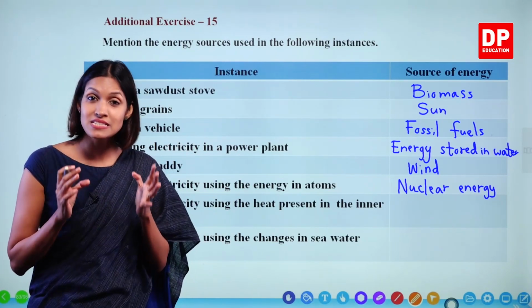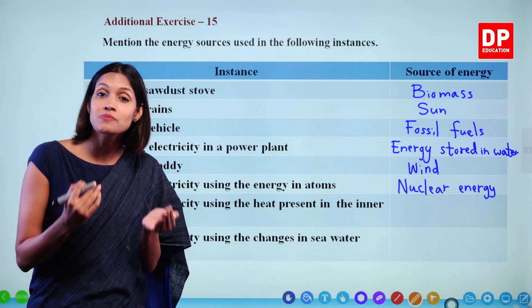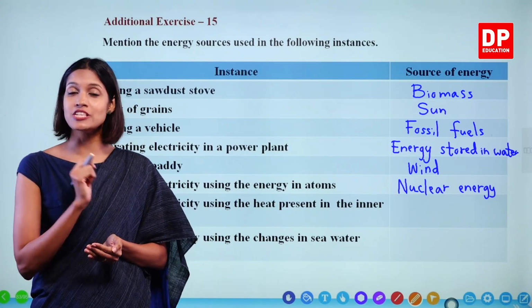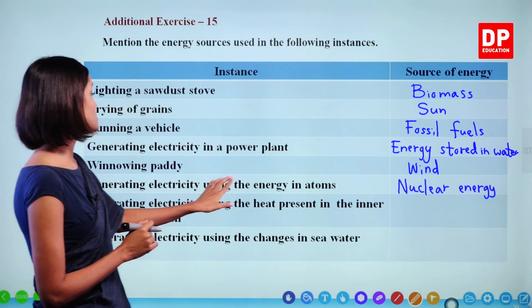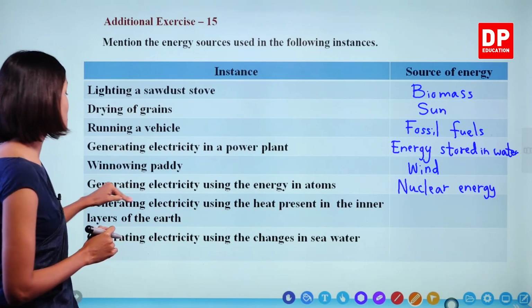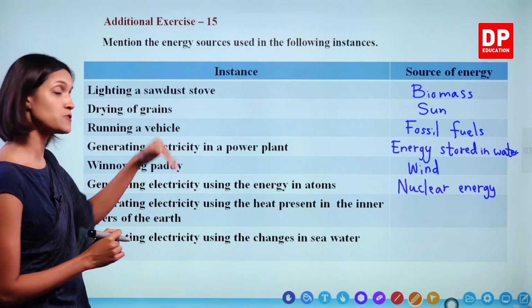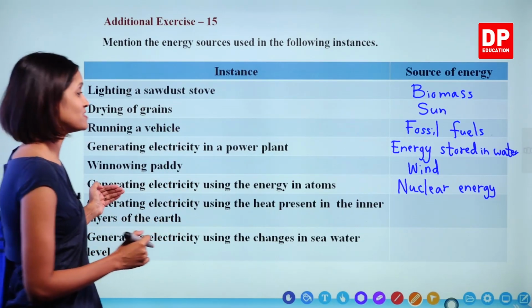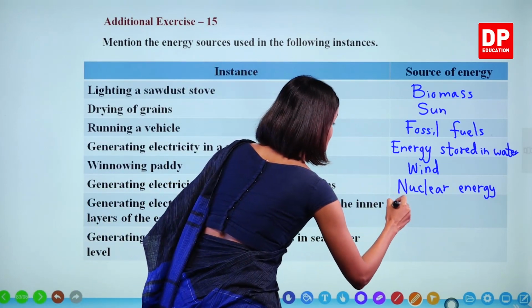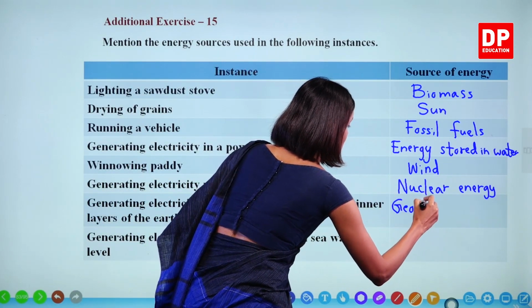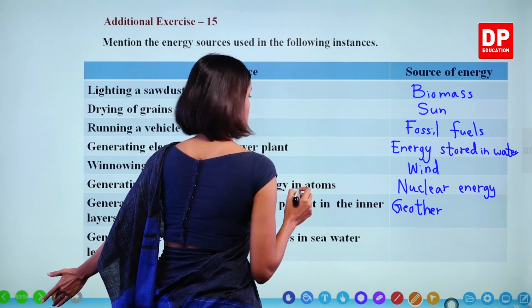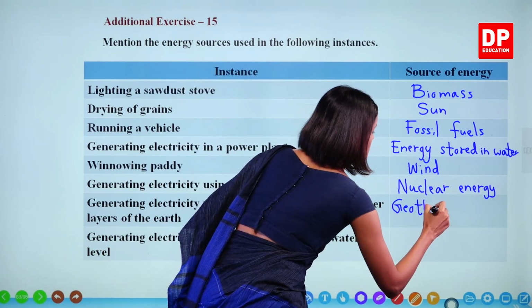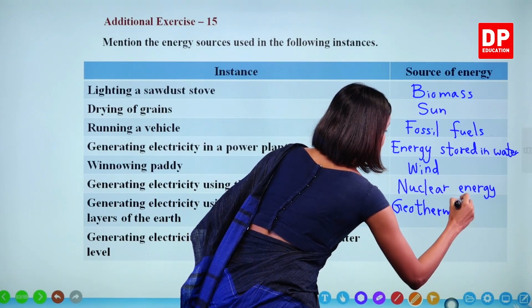Using this steam, we can make the steam turbines work and we can generate electricity, right? So generating electricity using the heat present in the inner layers of the earth. What is the source of energy? Geothermal energy.